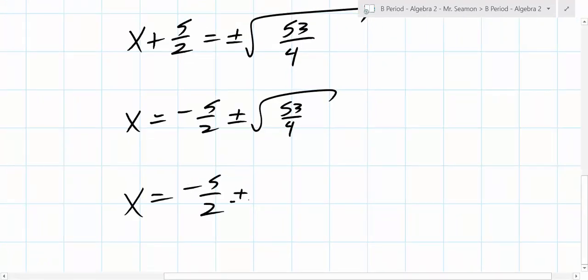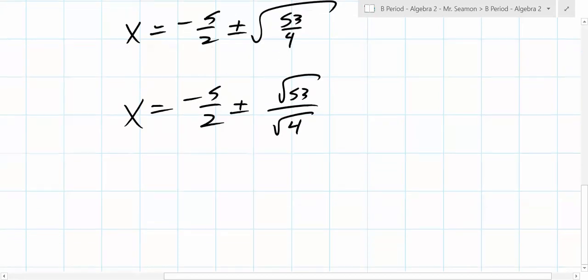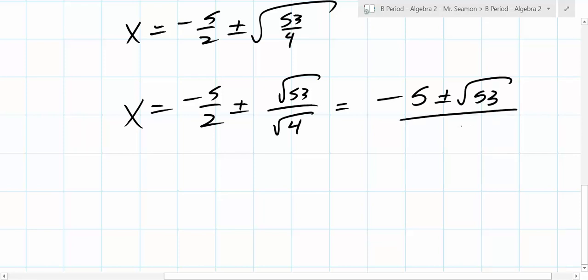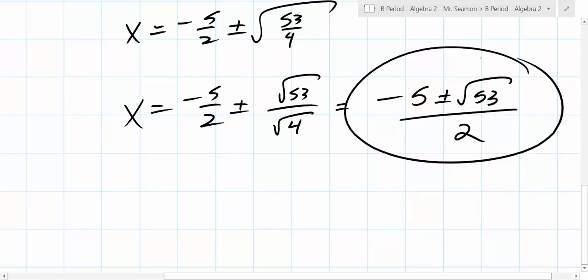Well, look, this is going to be plus or minus the square root of 53 over the square root of 4, right? What's the square root of 4? 2. So this turns into negative 5 plus or minus the square root of 53 all over 2. That would be your final answer. Now, theoretically, if you could, should you simplify the square root of 53? Yes, but 53 is a prime, so no, you can't go anywhere with it.